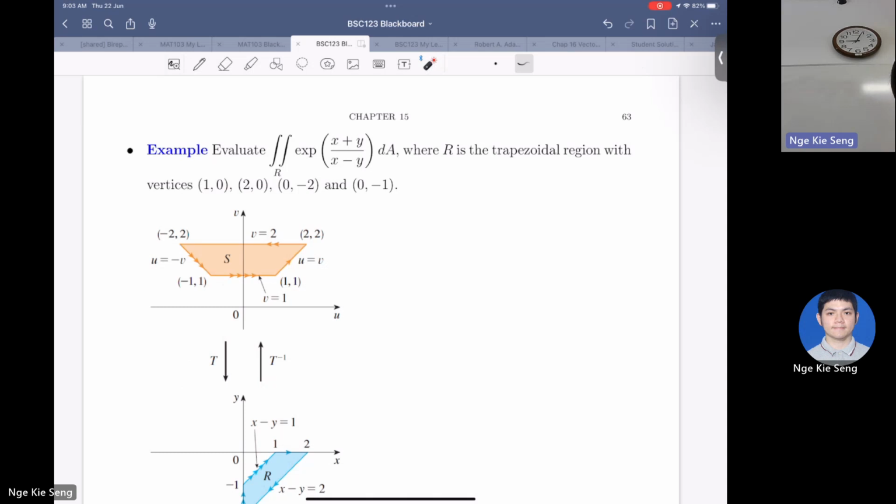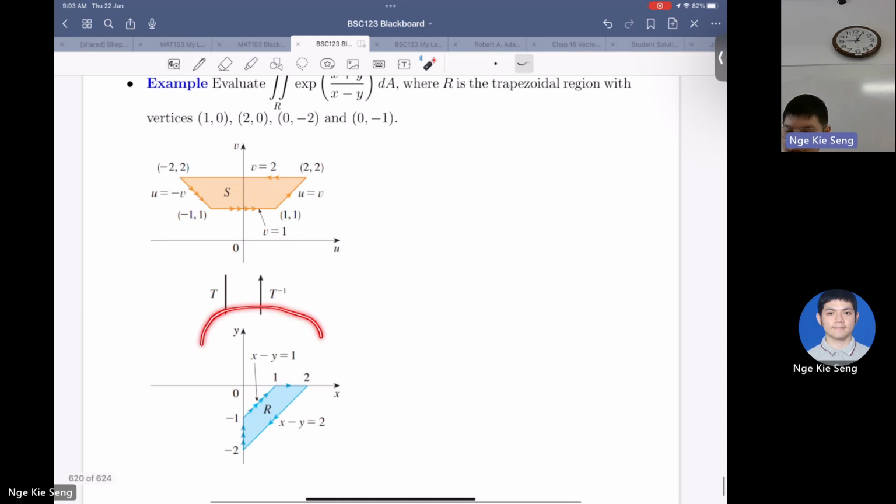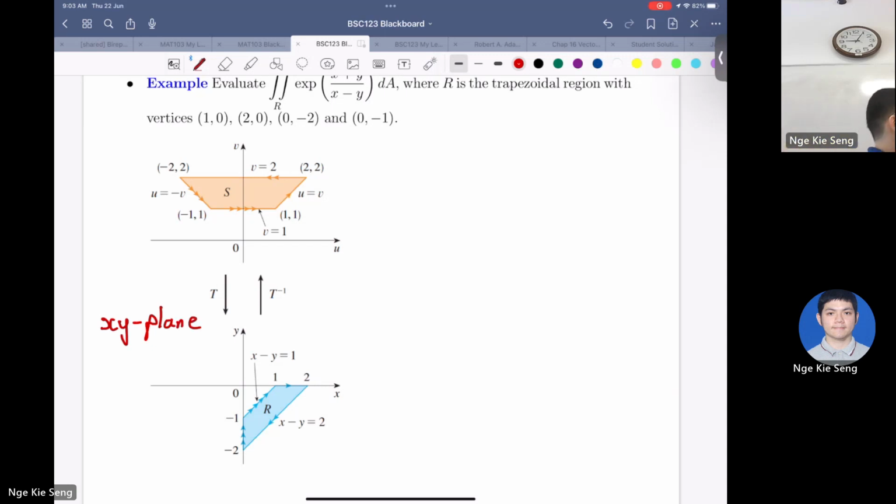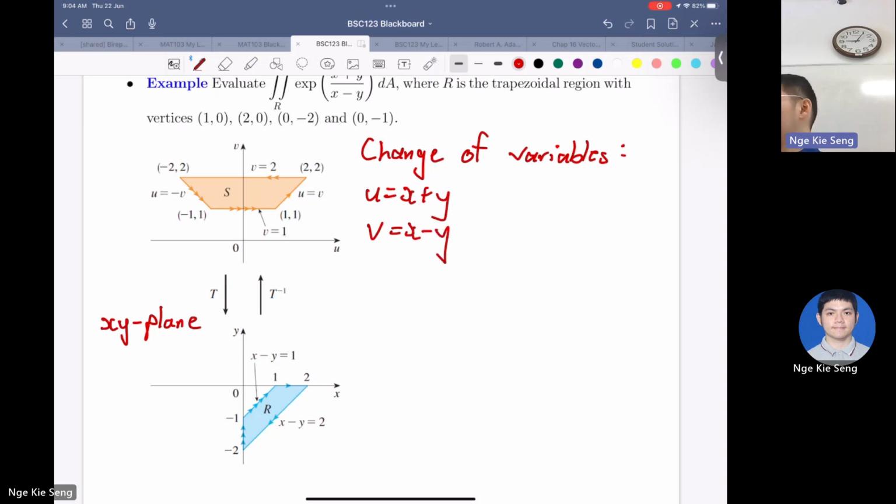Okay, and this R here is a trapezoidal region with vertices (1, 0), (2, 0), (0, -2), and (0, -1). First you plot this region. Where are these four points on the xy plane? Two of them are on the y-axis, two of them on the x-axis. This is the shape you will get. You combine these and get a trapezoidal region. This is the xy plane, so let me add some labels. The change of variable I pick here is u equals x plus y, v equals x minus y. This is the one I pick.